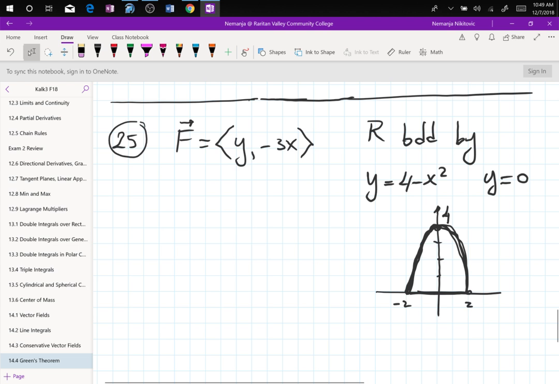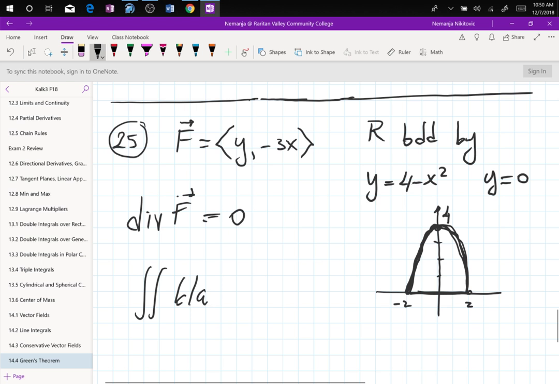So my divergence of f is 0, source free. The double integral of blah over here is going to be 0, and we're done. In the double integral, yes, you have x going from negative 2 to positive 2 and 0 to the parabola, and you're integrating 0. It's done.